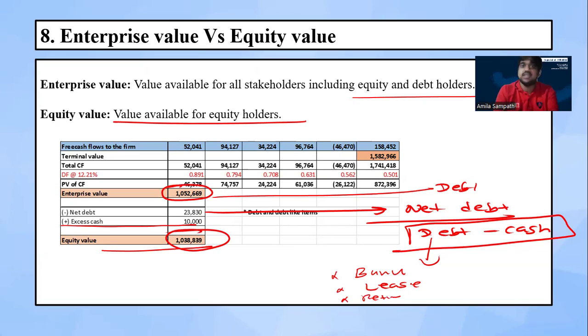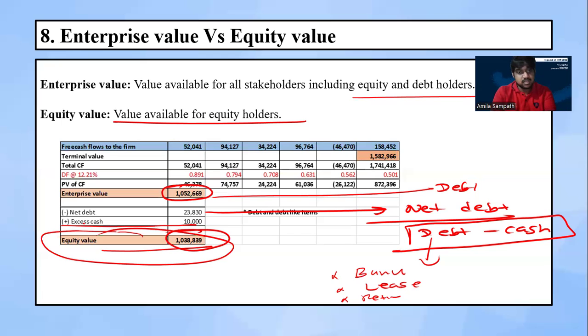Then we can derive the equity value. This equity value we can say is the value available for the equity shareholders. And this is the end of our valuation. This is the final output of valuation, calculating the equity value.